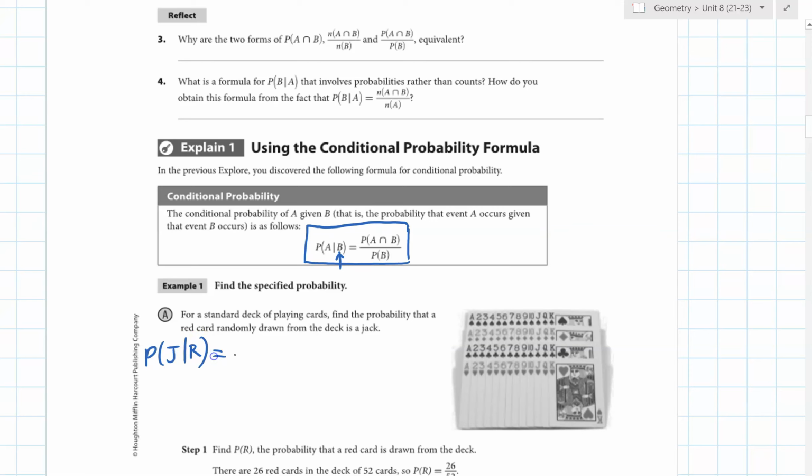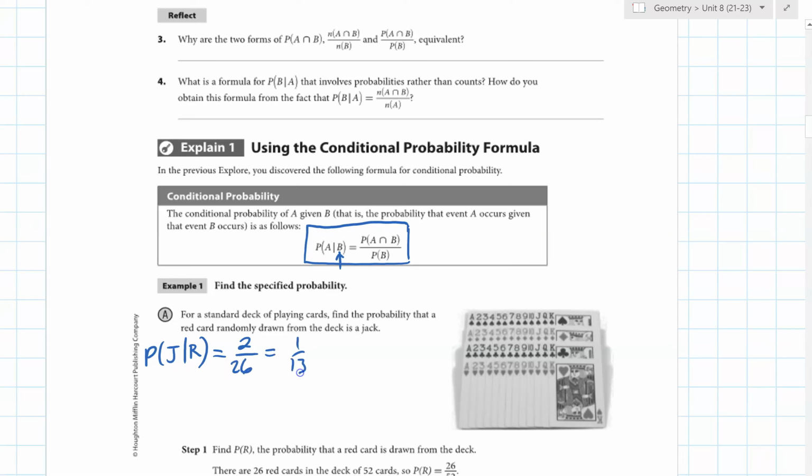To do this without the formula, you would say, okay, we already know it's a red card. It's given that it's red. There are only 26 red cards in the deck. And how many jacks are there in the red cards? Well, there's a jack of diamonds and a jack of hearts. Those are the only red jacks. So there are two jacks out of the 26 red cards that we have.